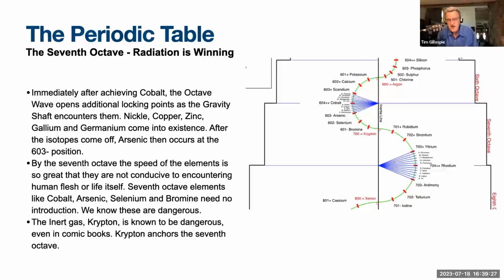Dr. Russell does not explain to us why there are 5 locking points in this and more in the next octave, but there are. So right now, we're just going to report the fact that this is what the periodic table states. So the 7th octave is the first octave that has isotopes at both ends of the octave at wave amplitude.